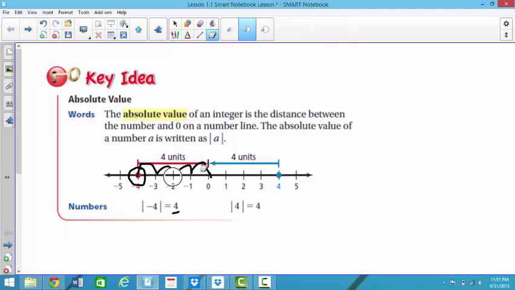If I am finding the absolute value of 4, I find 4 on my number line, and again I count. How far away is the number 4 from 0? 1, 2, 3, 4. So the absolute value of 4 is 4. And that's what absolute value is all about. Absolute value is the distance a number is away from 0.